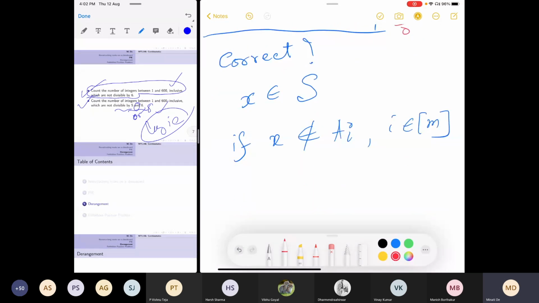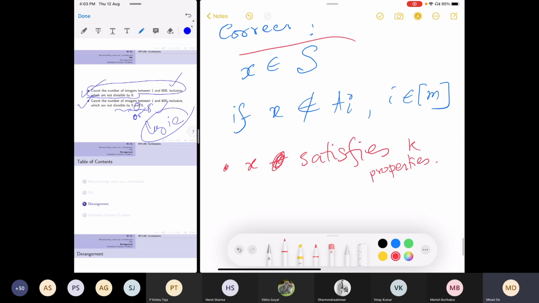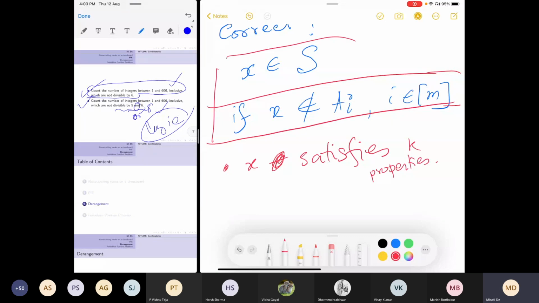Okay, now how about some X which of course belongs to S, but let's say X satisfies some of the properties, right? Let's say it satisfies K many forbidden properties, which we have mentioned, P1, P2, up to Pm. So among those, it is satisfying K many forbidden properties. Without loss of generality, you can assume that X is satisfying K many properties. What should be the value of K? Can you give me some bound? What is the range of K?